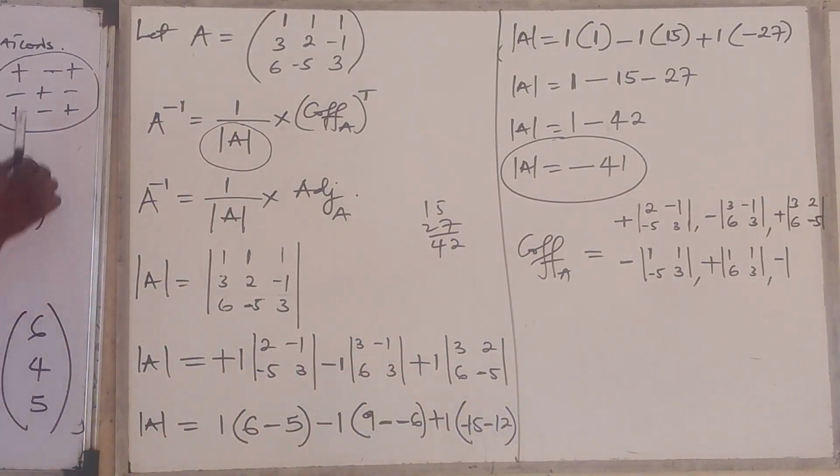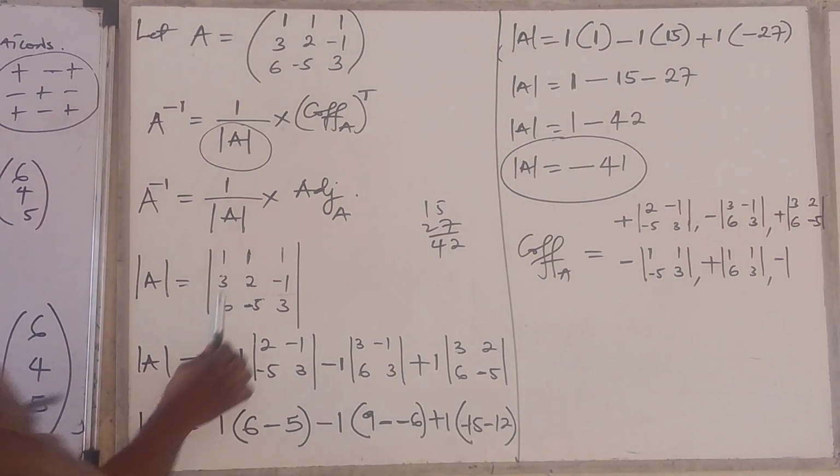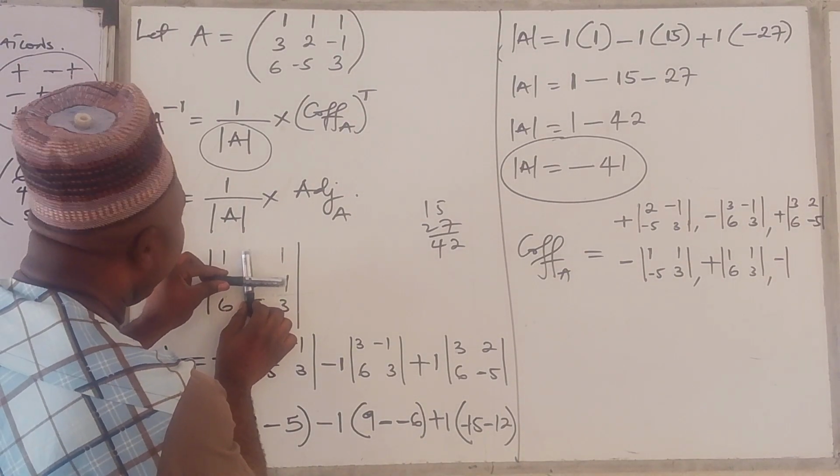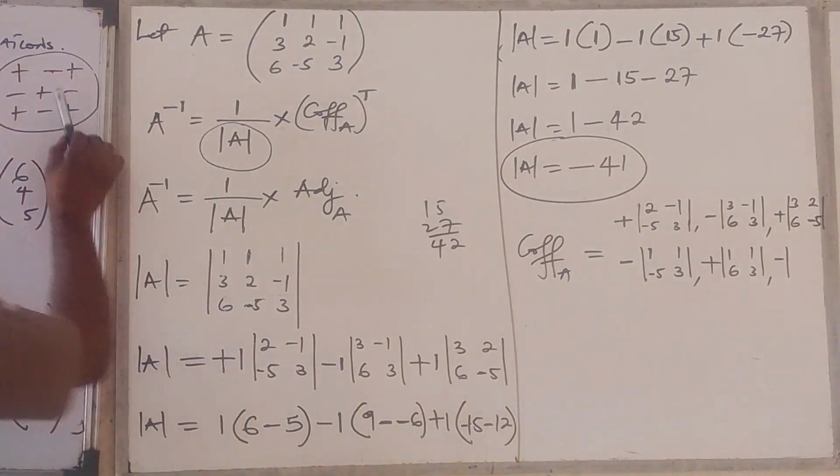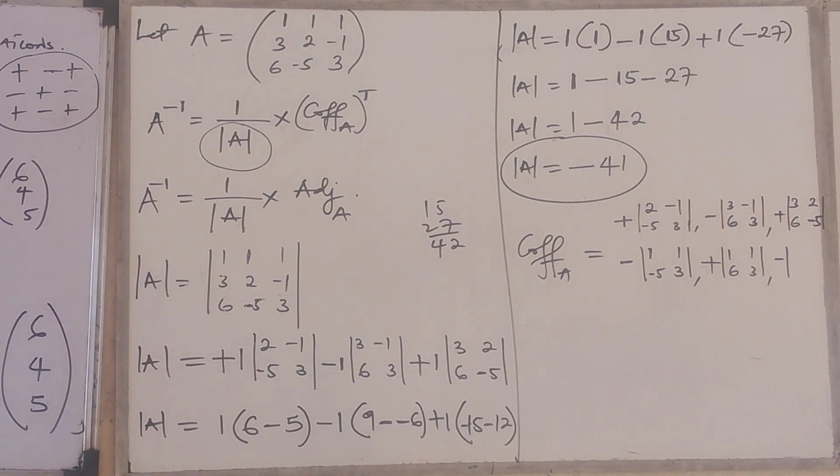Good. The next one is plus. The plus tallies with 2. You close it here, you close it here. You have 1, 1, 6, and 3. Good. Then lastly, we have the minus. Yes, where we actually stopped.